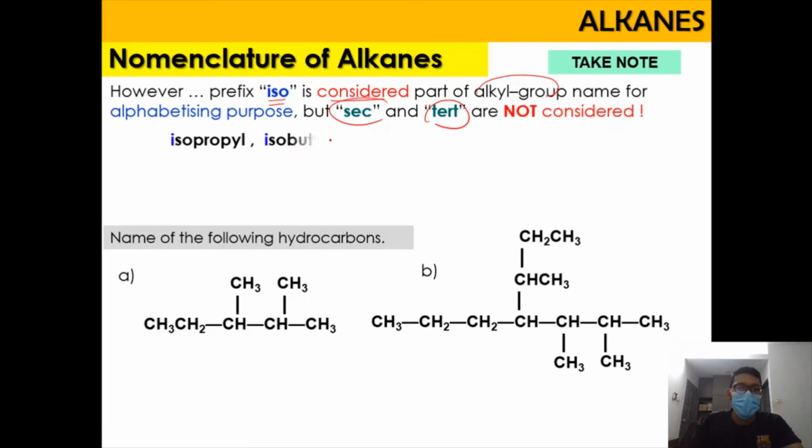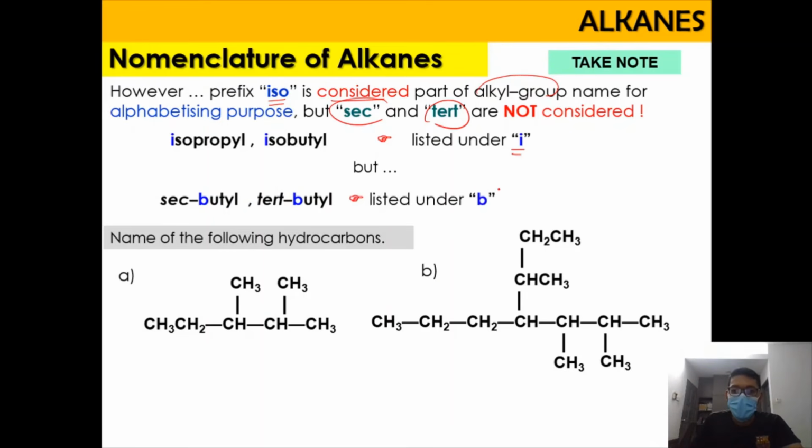Okay, so for example, if we have an alkyl group or branching like isopropyl and isobutyl, we will consider it under I. However, when you have sec butyl or tert butyl as the substituent, it will be listed under B. Okay, so the sec and tert will not be considered in the naming. Alright, it will not be the priority name.